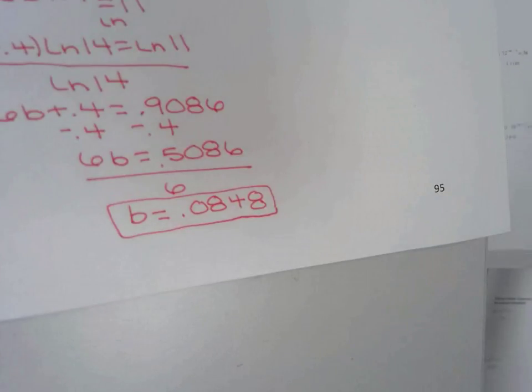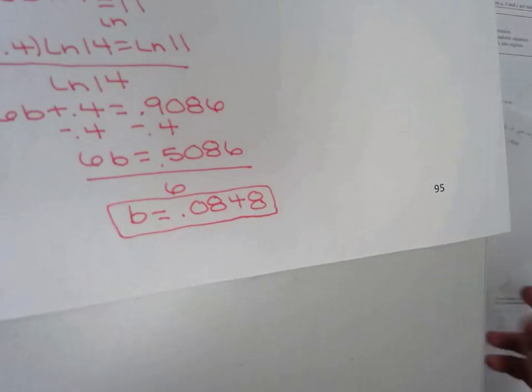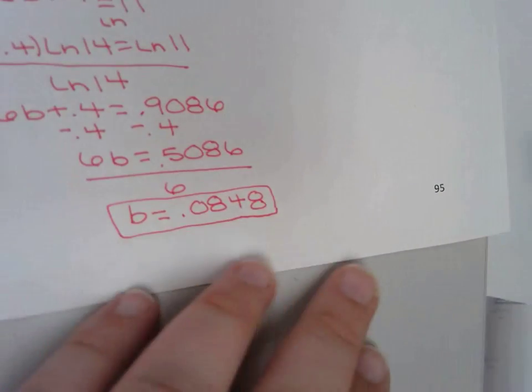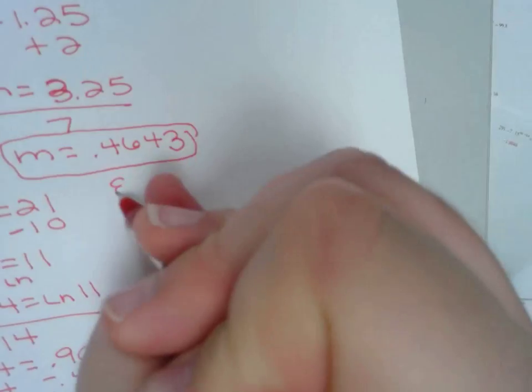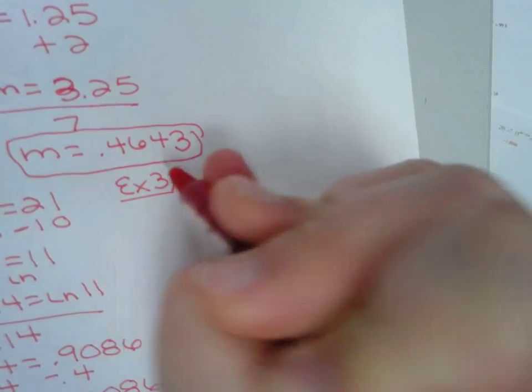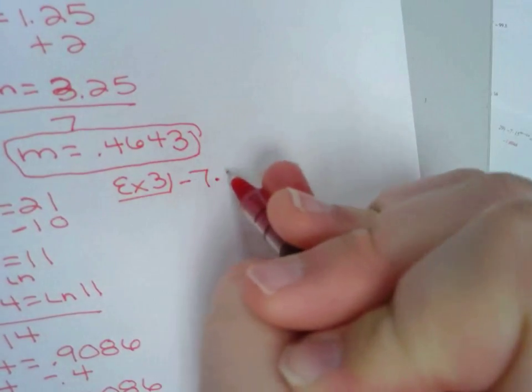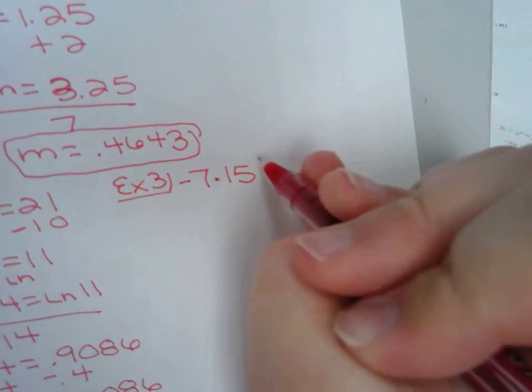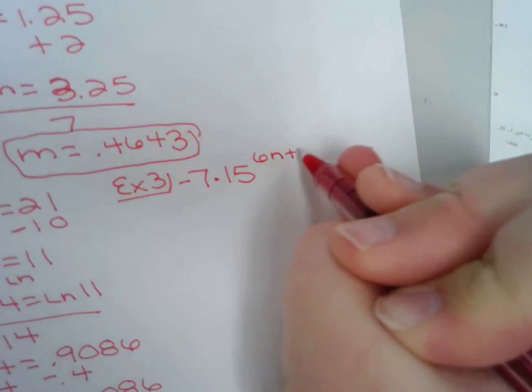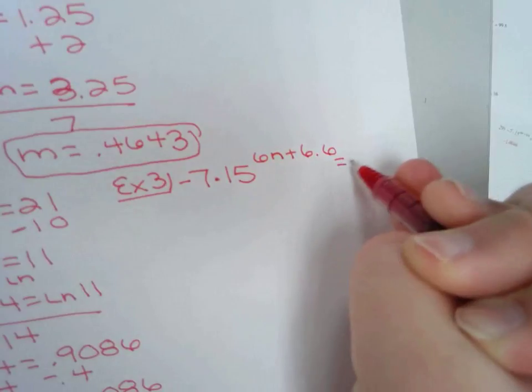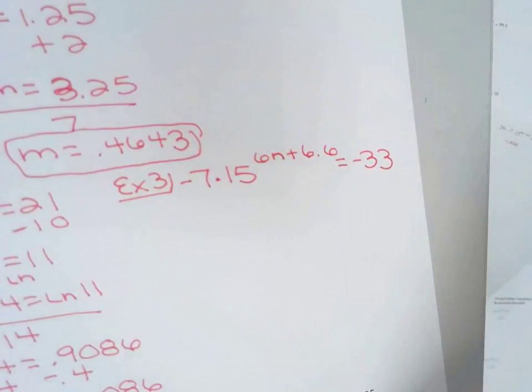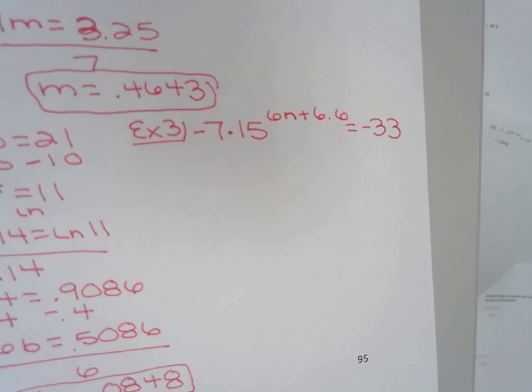Okay, let's look at this one. -7 times 15 to the 6n plus 6.6 power equals -33. These are hard to put into words. So -7 times the 15 to the 6n plus 6.6 power equals -33.